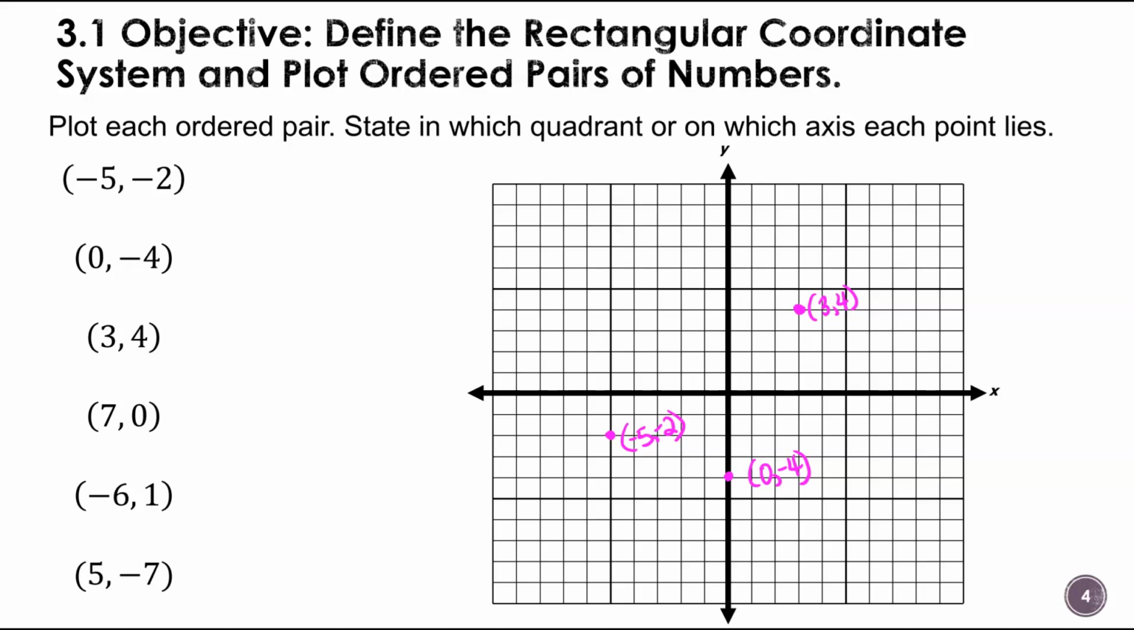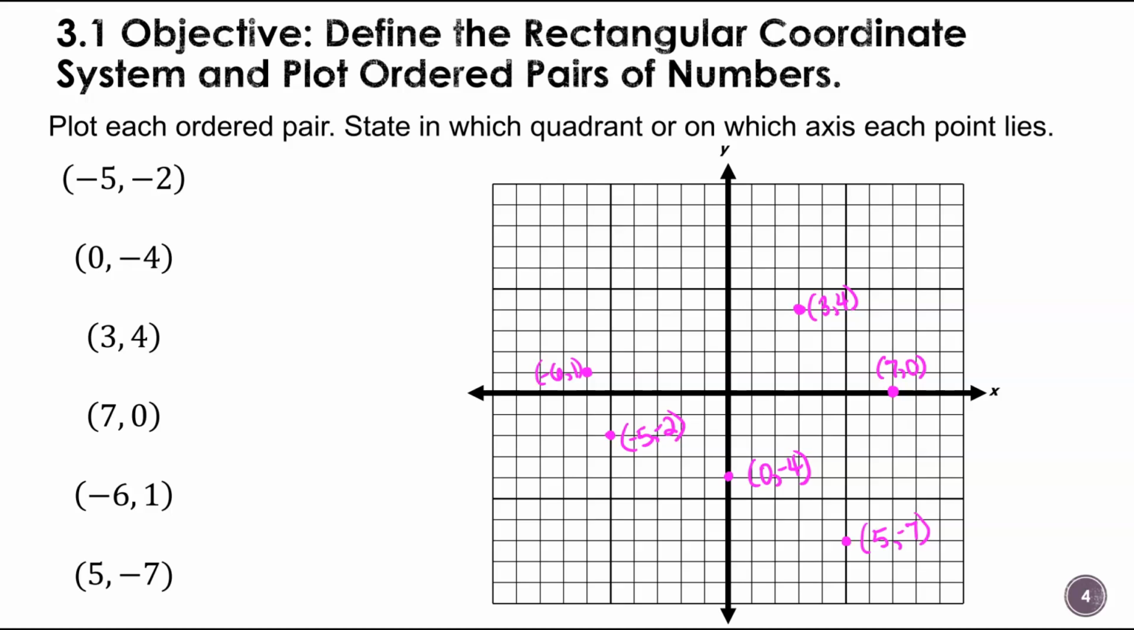On the next one, it's at 7, 0. So we count right 7, but we don't go up or down because it is going to be right here on the x-axis, where y is 0. So that would be 7, 0. And then we have -6, 1. So we're going to go left 6 and up 1 at -6, 1. And then last we're at 5, -7. So let's go over here to 5 and down to -7. 5, -7.